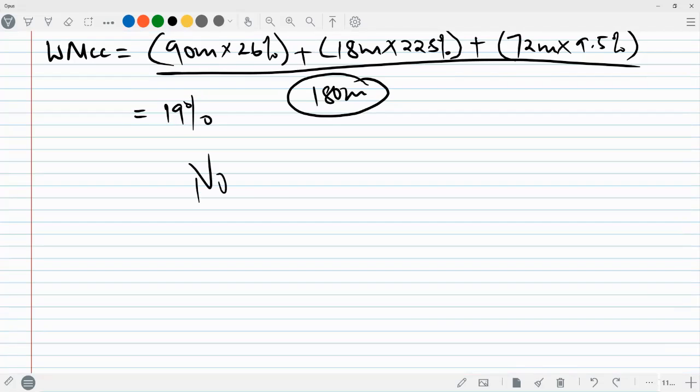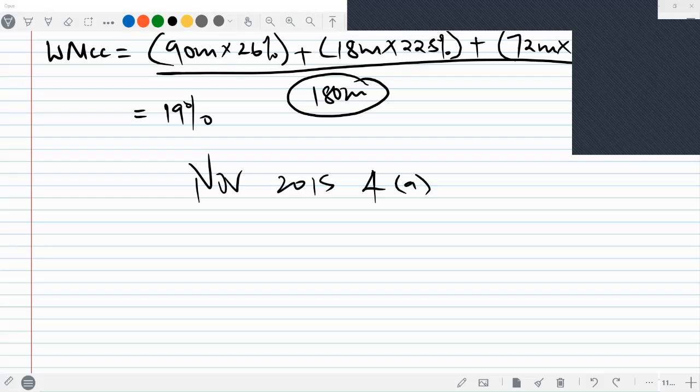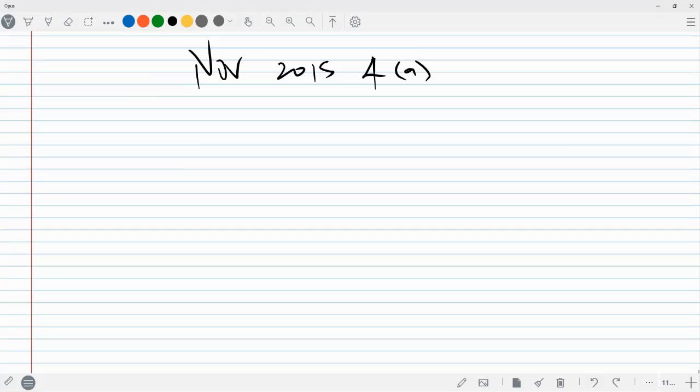Next question we're going to do is November 2015, question 4A. Go through it and we discuss together. This seems to be a simple question, where the company wants to raise money from debenture, from equity, and from long-term debt. So we need to get the cost of each one of them. Let's begin by getting the cost of the debenture.